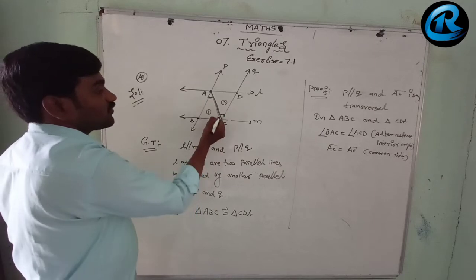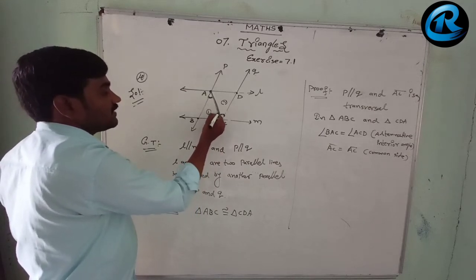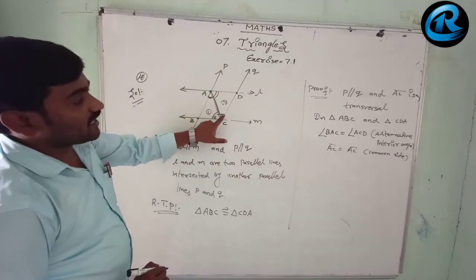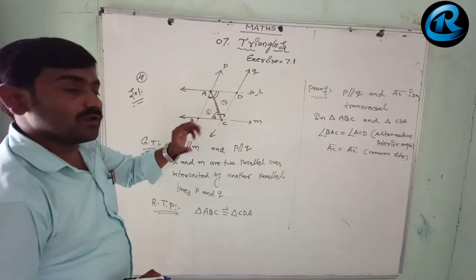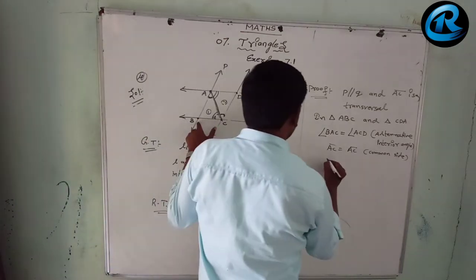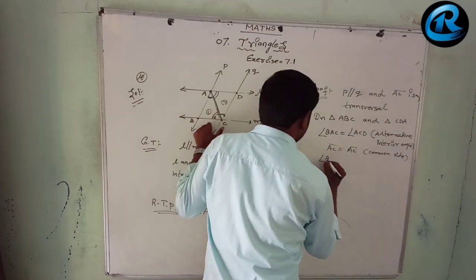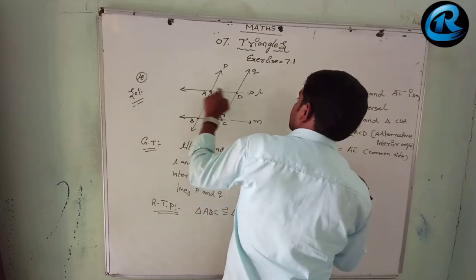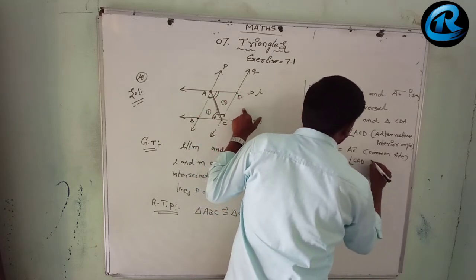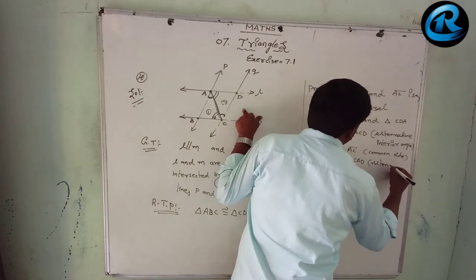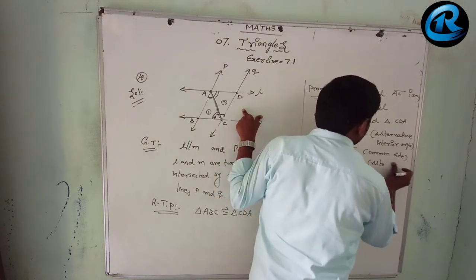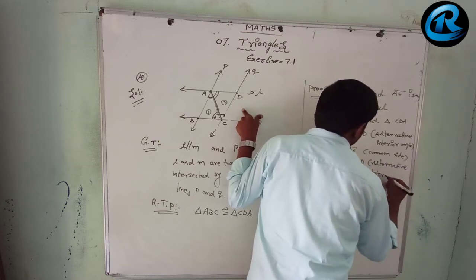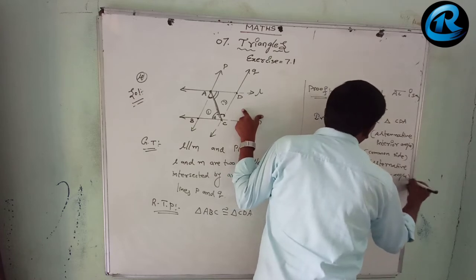Now next, we can also prove that this angle is equal to this angle. These two angles are already equal by alternate angles. Now these two angles will also be equal by the same rule of alternate angles. Angle BCA is equal to angle CAD. Same again, alternate interior angles.